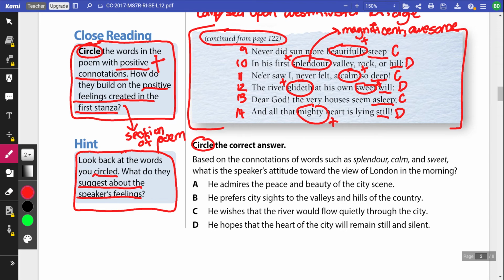So let's go ahead and look at our question and see what it's asking us to look for. So, based on the connotations of the words, such as splendor, calm, and sweet, what is the speaker's attitude toward the view of London in the morning? So, the connotation of the word, that's the feeling behind the word.